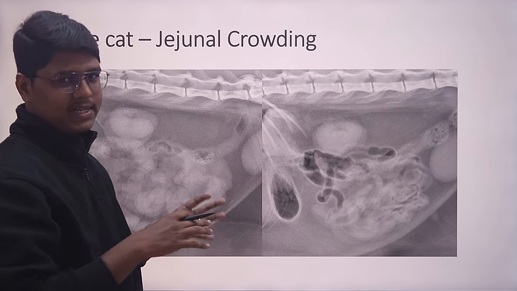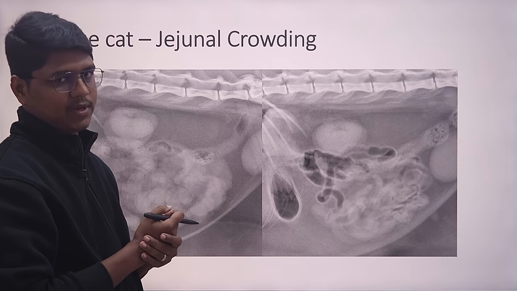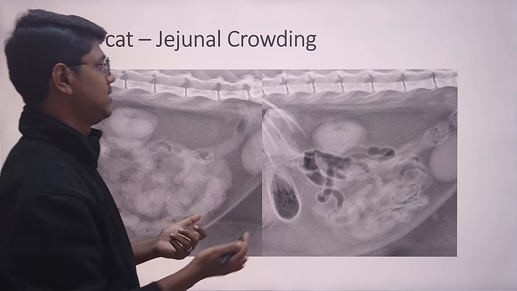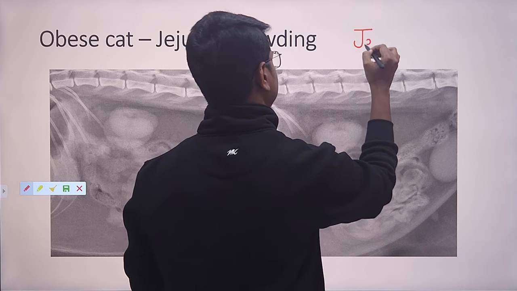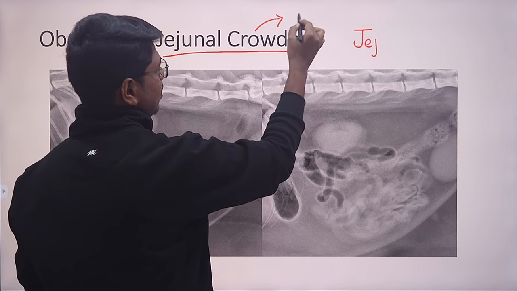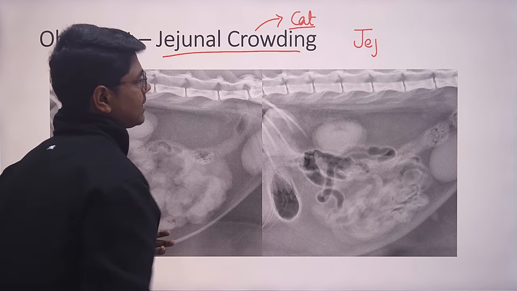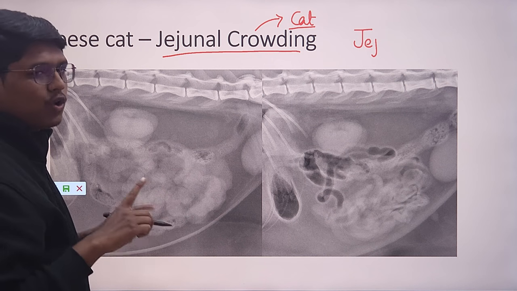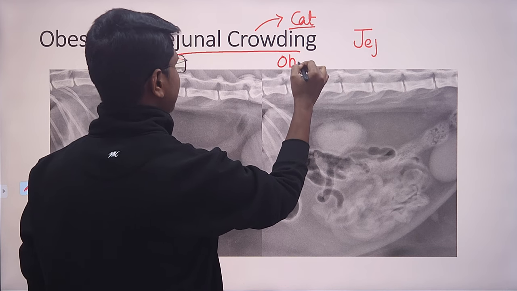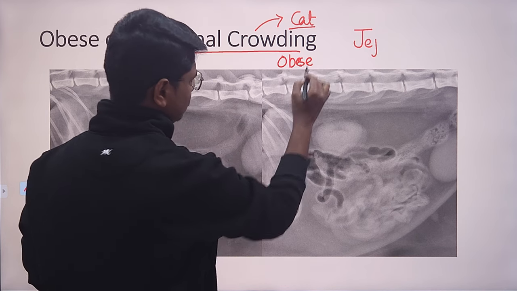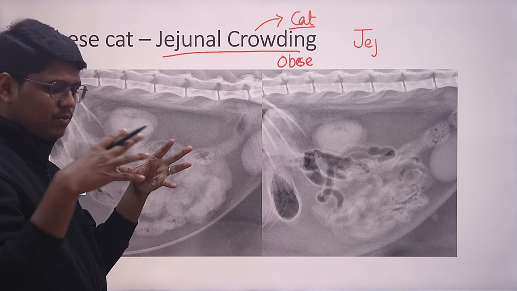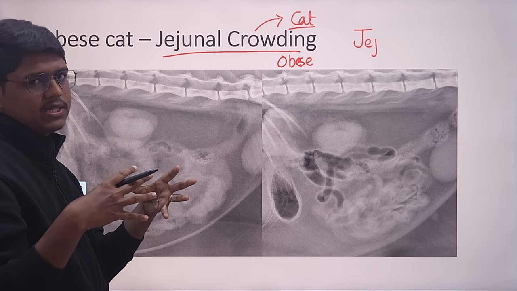I already told you many times, if you are watching this series, that jejunal crowding is a sign of obstruction in a cat. Jejunal crowding is a very common sign of obstruction in a cat. But jejunal crowding is normal in obese cats. In obese cats, due to a high amount of abdominal fat, usually the jejunum will be clumped together. Okay, that is known as jejunal crowding.